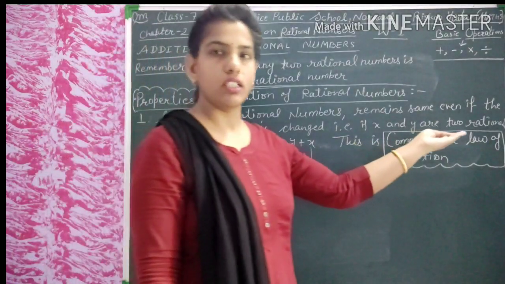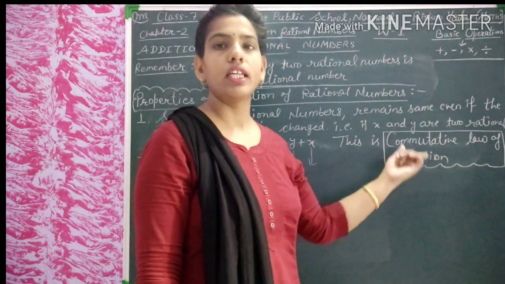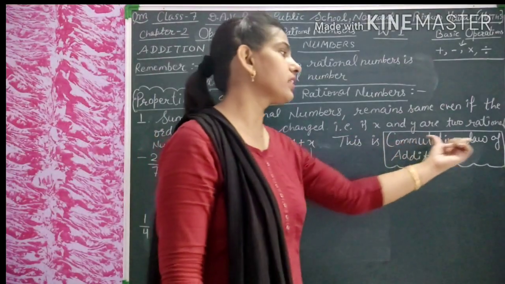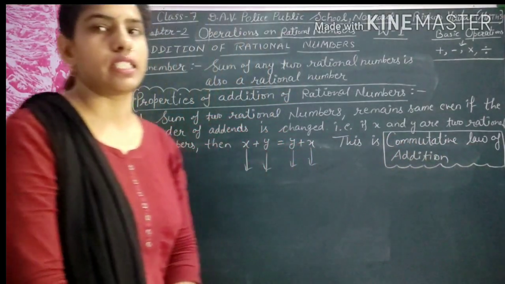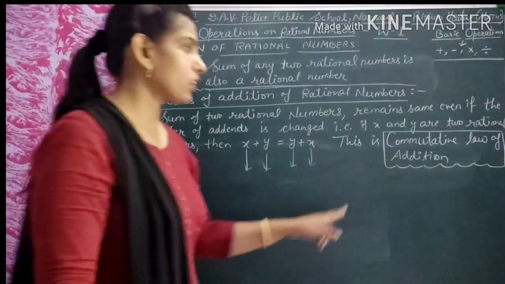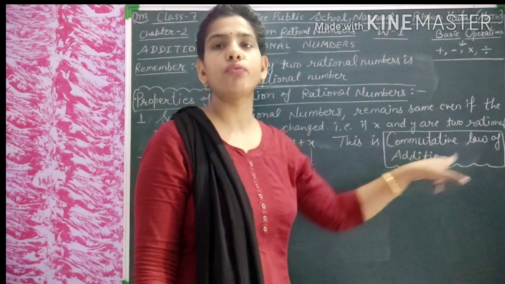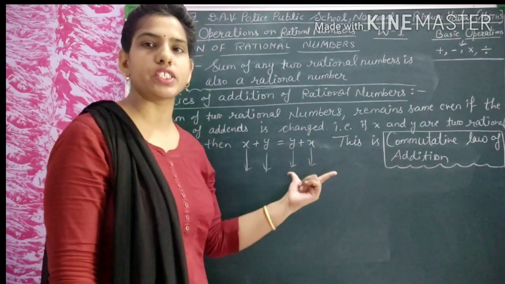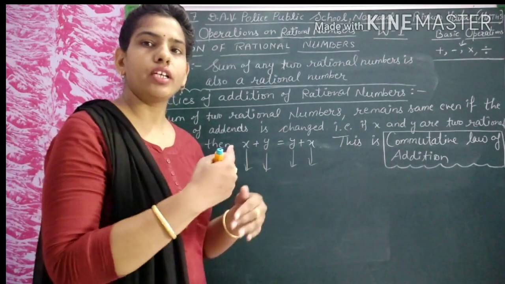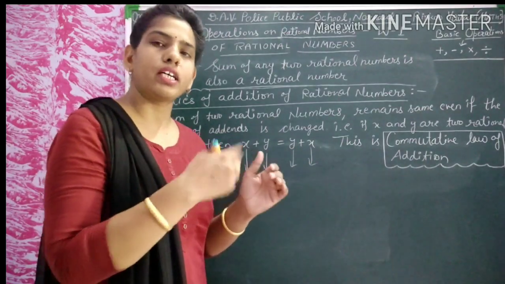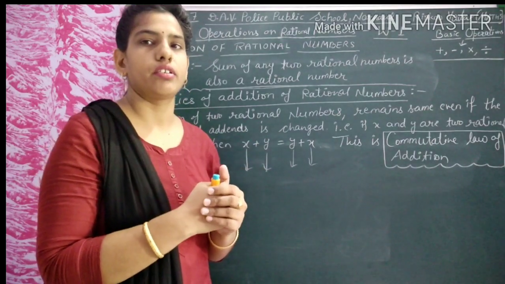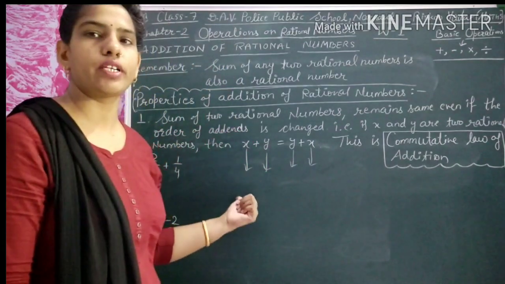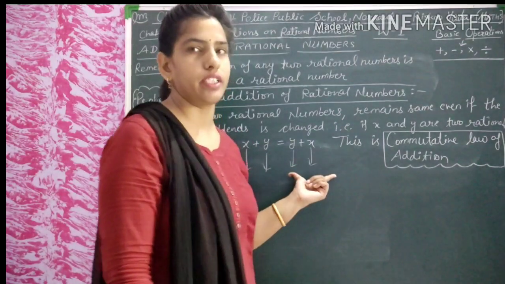Okay, students, it's an important point. This property is known as the commutative law of addition. Commutative law of addition. Commute. These numbers commute with each other. Commute means we change their order, but the answer is the same here. It's the commutative law of addition if both are satisfied here.